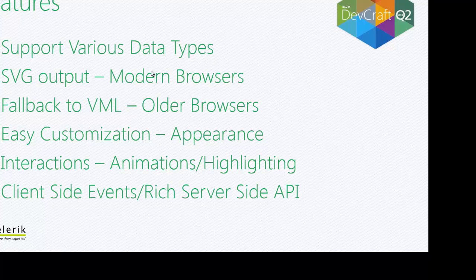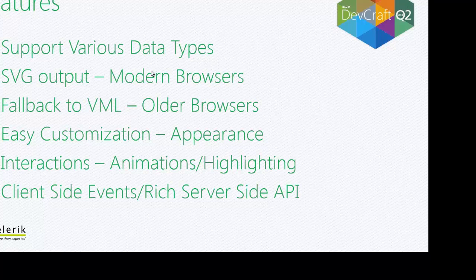Other features of RAD HTML Chart: it supports various data types, meaning numeric, string, date, anything. The output of this control, the actual chart or graph, is SVG. On modern browsers it will be SVG, and the control has a mechanism, or intelligence, to fall back to VML, the Vector Markup Language, when we see that you're running on an older browser.